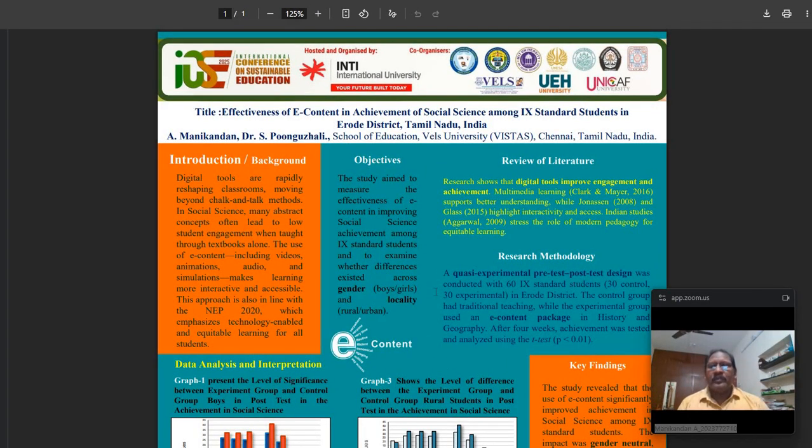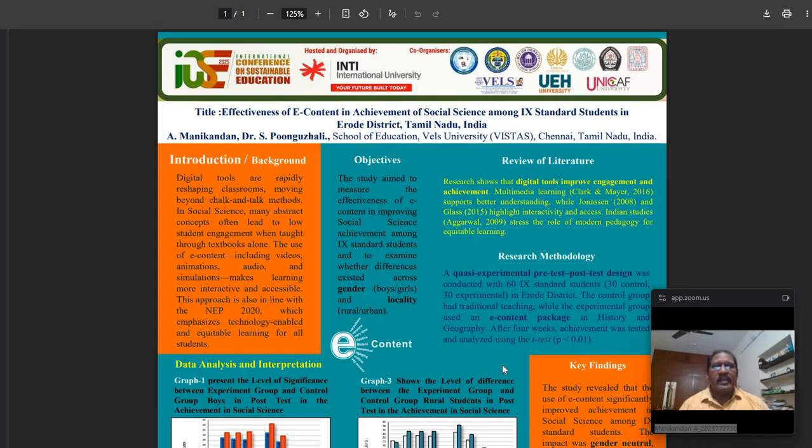Introduction and background. Digital tools are rapidly reshaping classrooms, moving beyond chalk and talk methods. In social science, many abstract concepts often lead to low student engagement when taught through textbook alone. The use of e-content, including videos, animations, audio and simulations, makes learning more interactive and accessible. This approach is also in line with NEP 2020 in India, which emphasizes technology-enabled and equitable learning for all students.